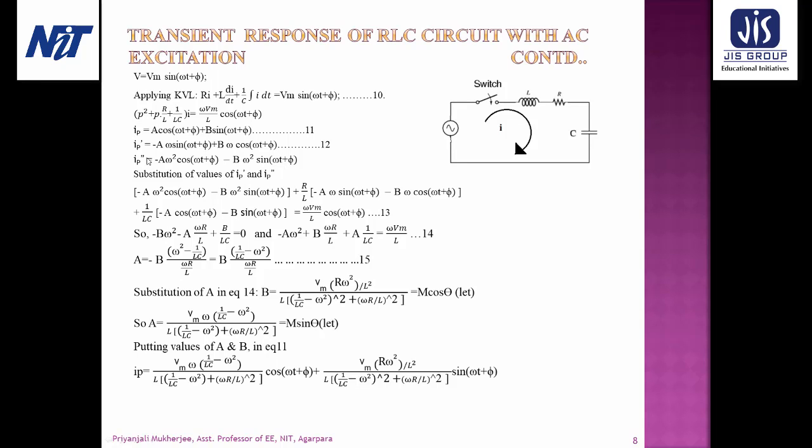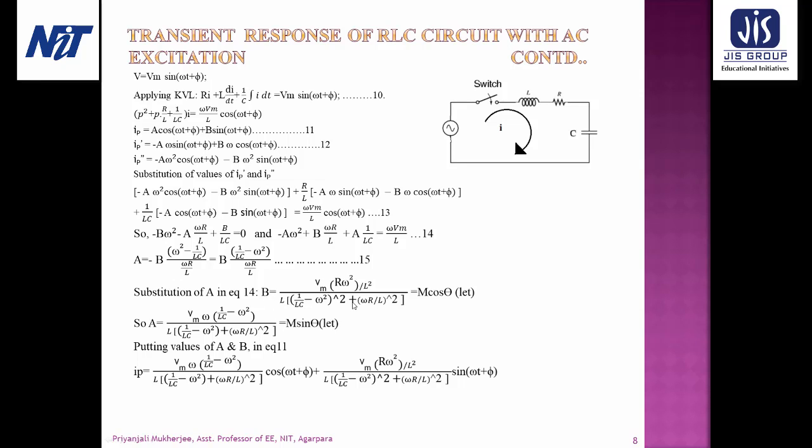Now we can substitute all these values into the previous equation, and it becomes equation number 14, and we can compare the left-hand side and the similar terms of the right-hand side. So we find that A is equal to B into (1/LC minus ω²) divided by (ωR/L). Now we substitute this value of A in terms of B into this equation, so we can find the expression of B. We can assume that it is equal to m cos θ, whereas the expression of A is considered to be m sin θ.